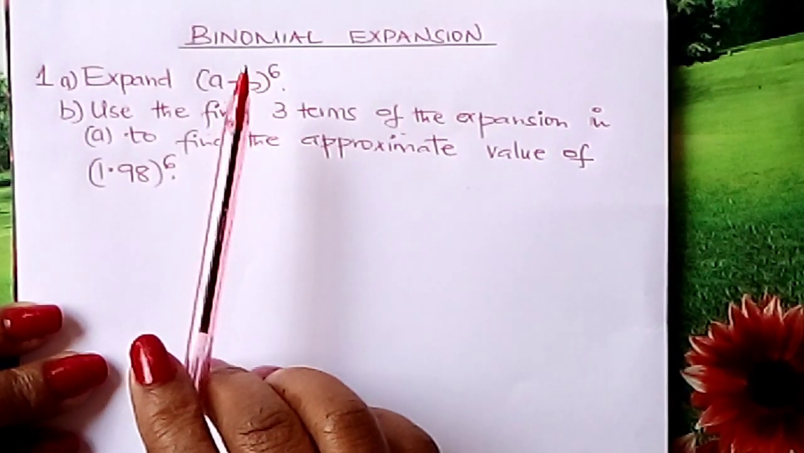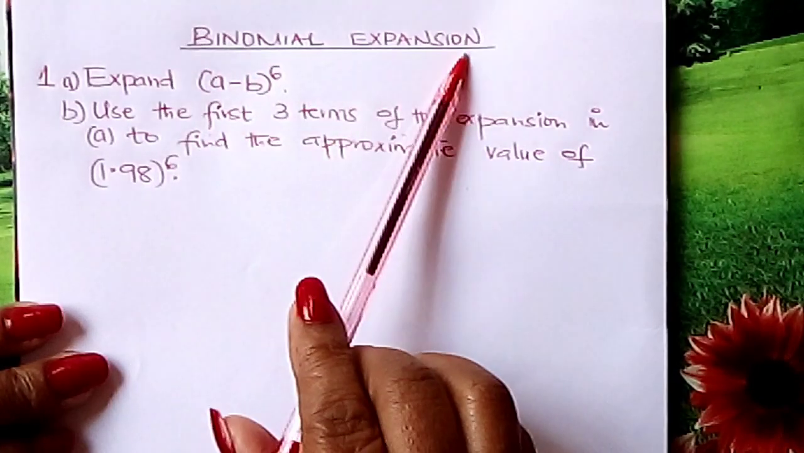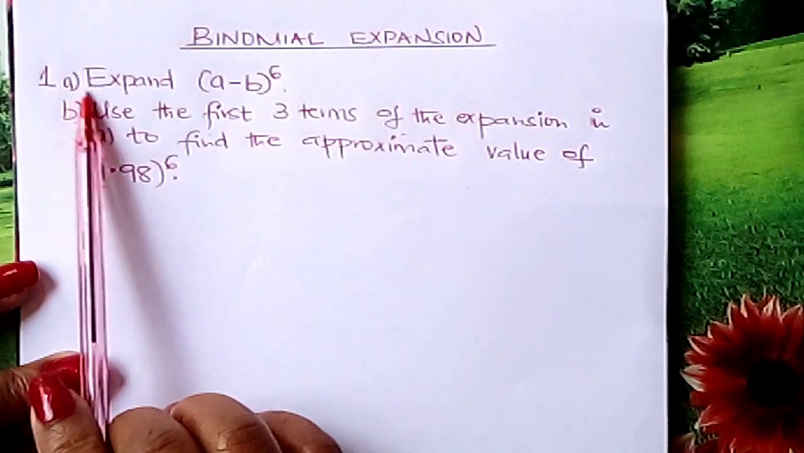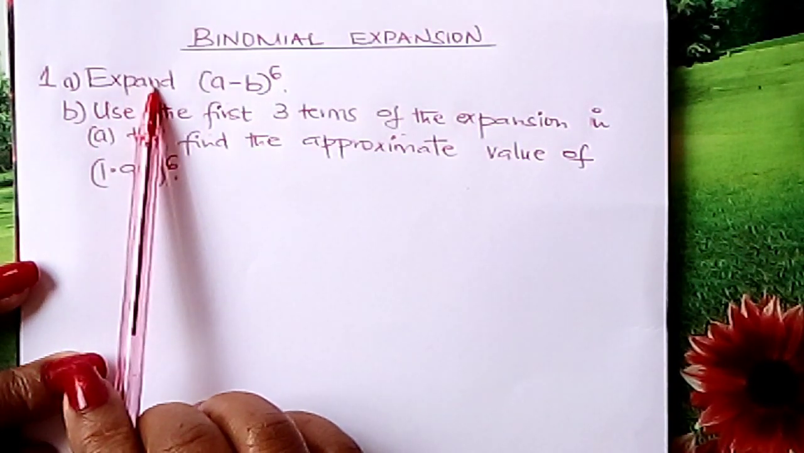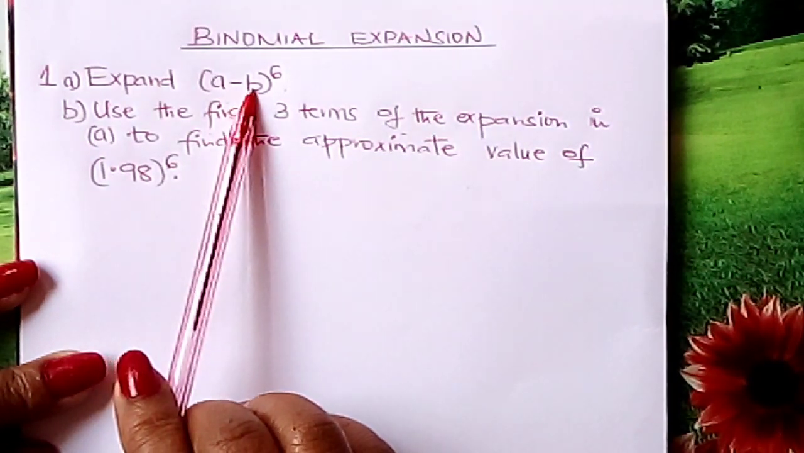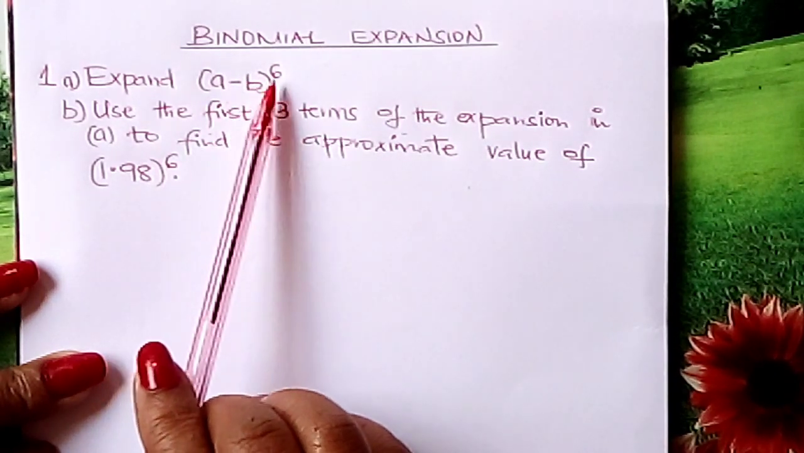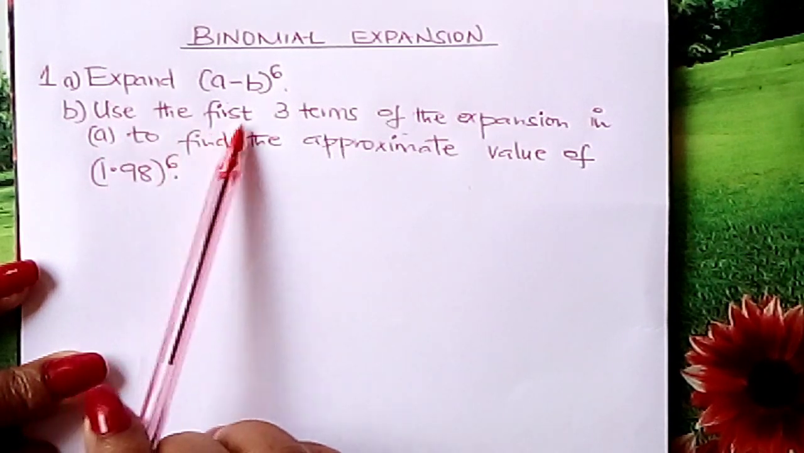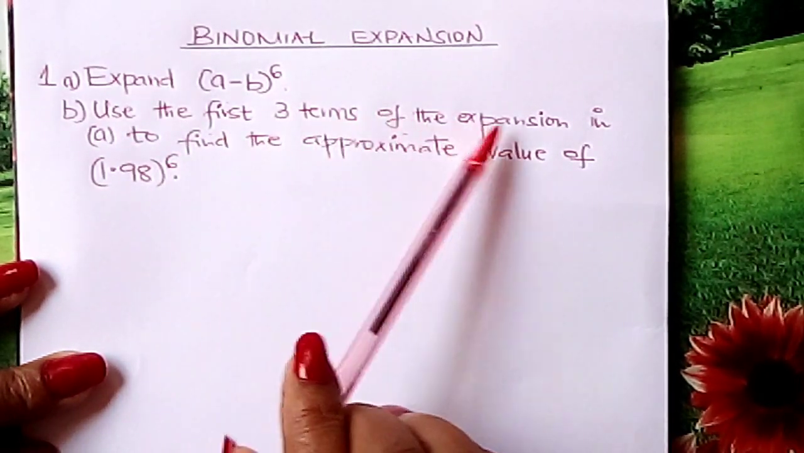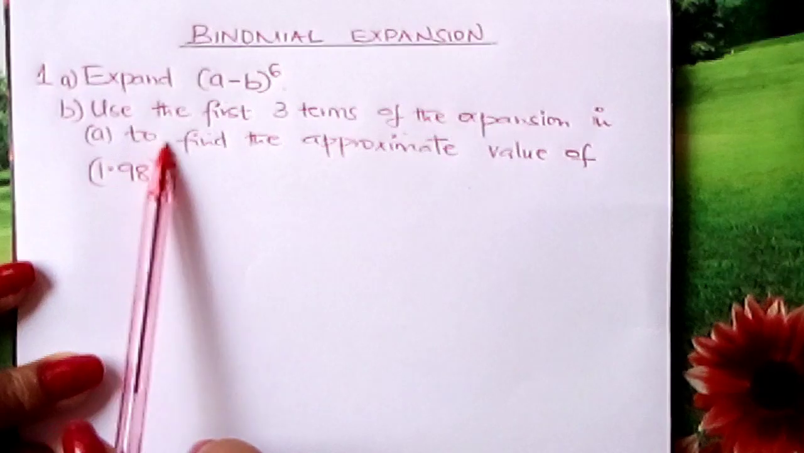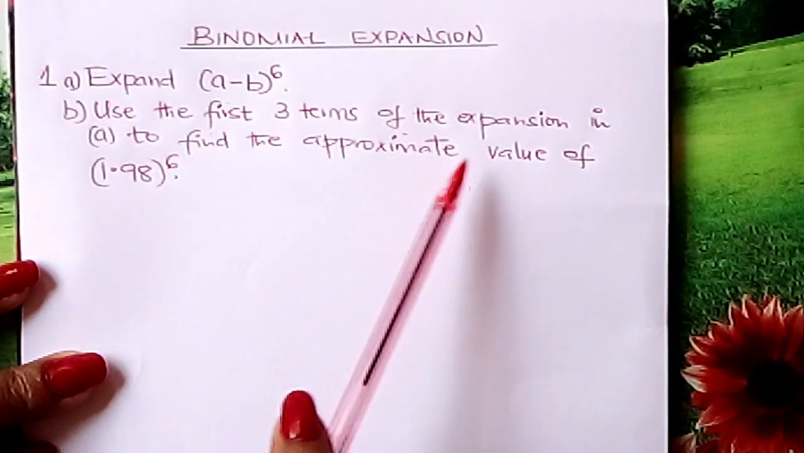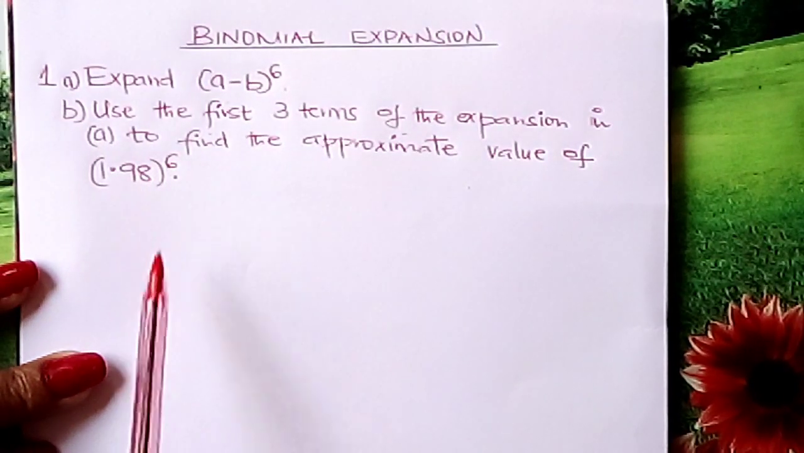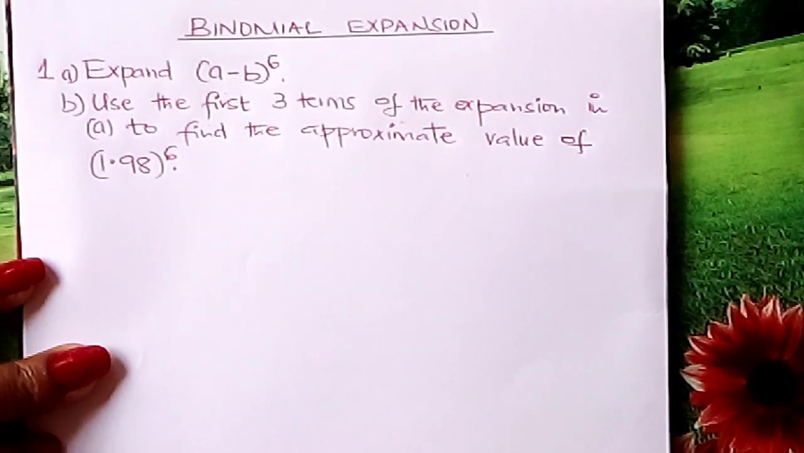Today learners, I would like to take you through binomial expansion. Let us look at this example. Number 1a. Expand a minus b raised to 6. Part b. Use the first three terms of the expansion in A to find the approximate value of 1.98 raised to 6. So let us look at it, learners.